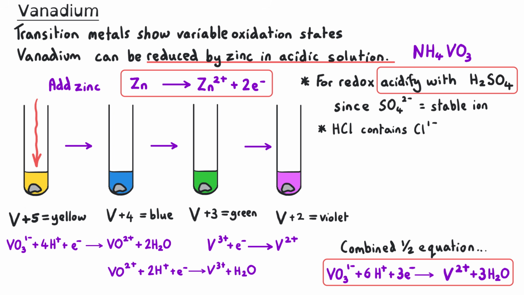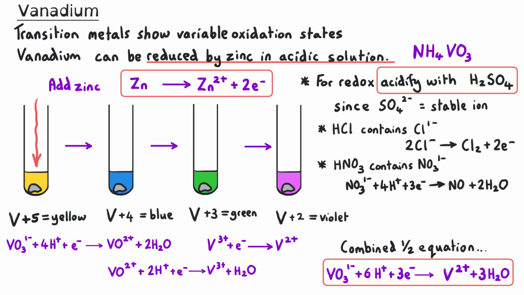Unlike with hydrochloric acid, where the chloride ion can act as a reducing agent and it can give electrons to potential oxidizing agents. And then nitric acid contains the nitrate ion, and the nitrate ion is a strong oxidizing agent and it can take electrons from other chemicals. And so sulfuric acid is definitely preferred.